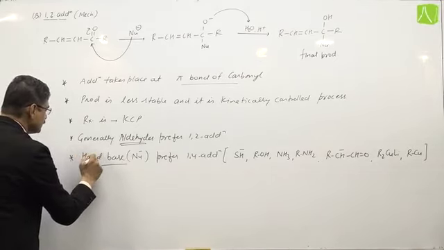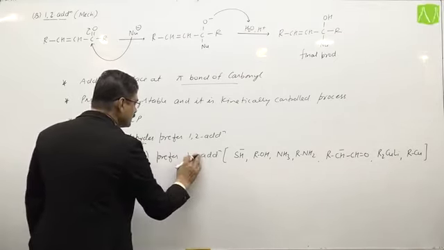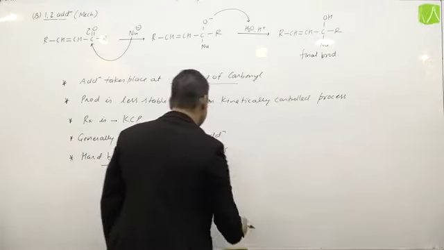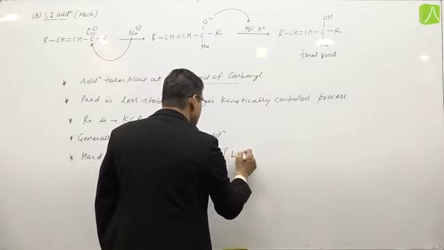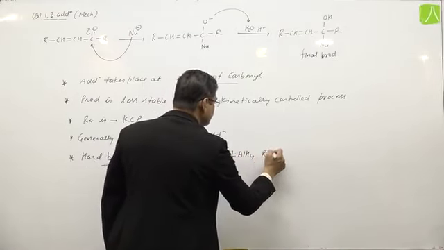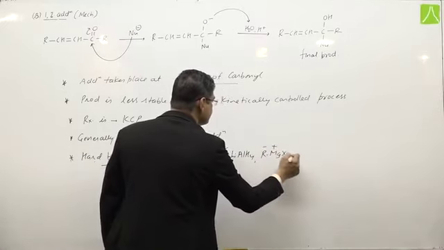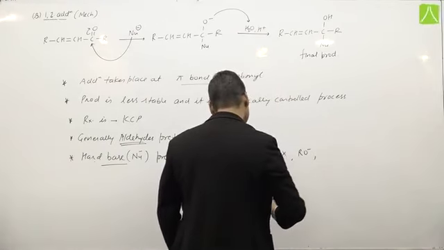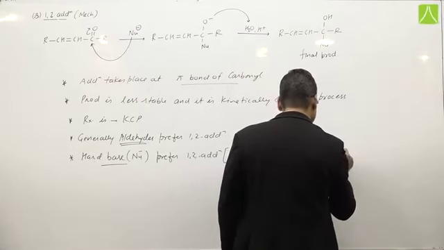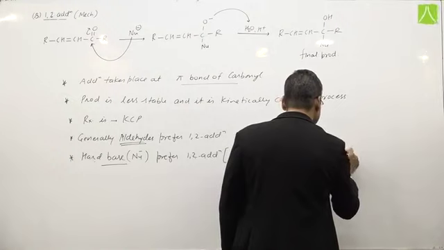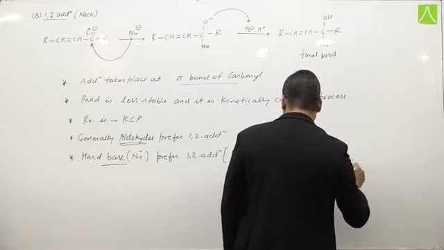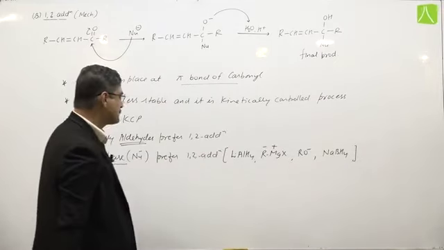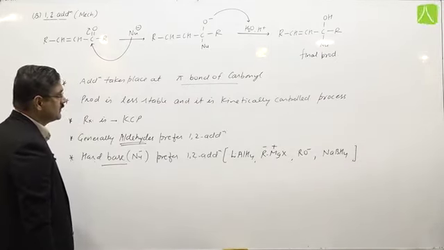Hard base or nucleophile prefer 1,2 addition. So hard bases like this: lithium aluminium hydride, RMgX, RO minus, NaBH4, like compounds prefer 1,2 addition reaction.